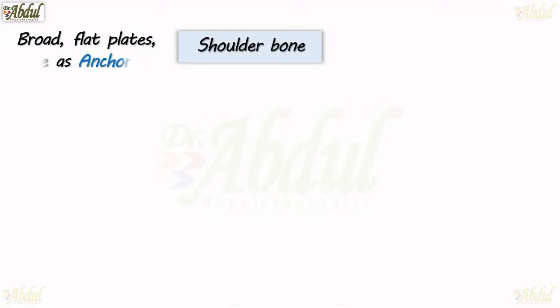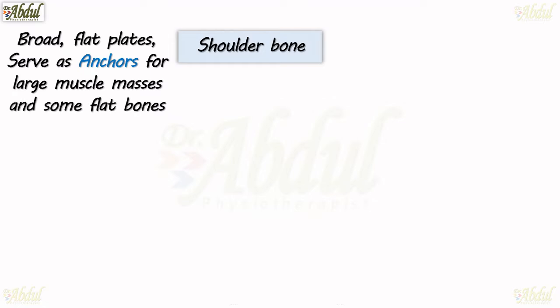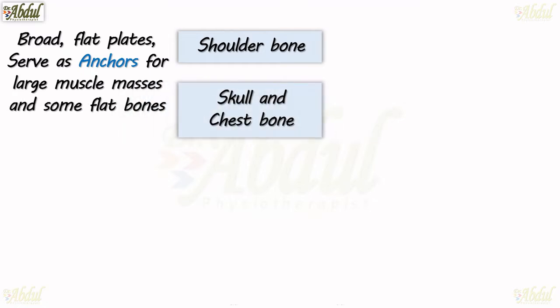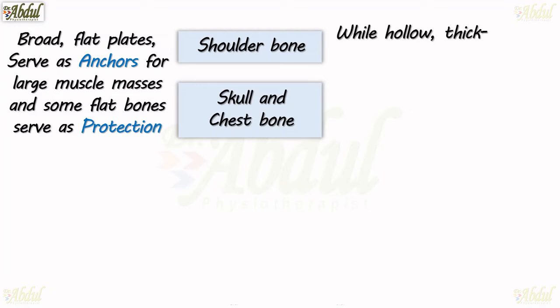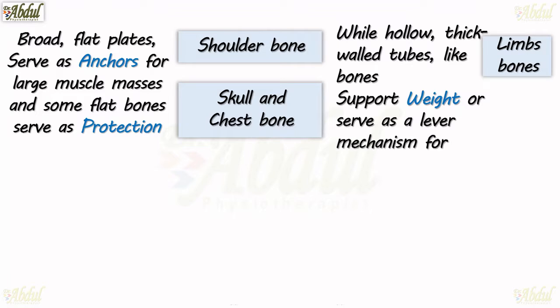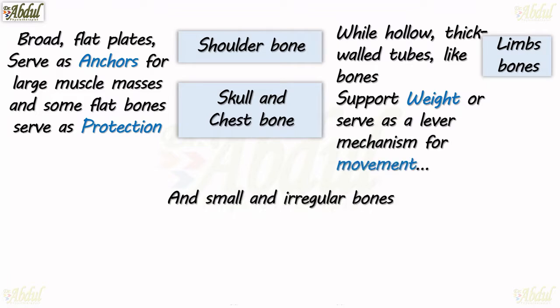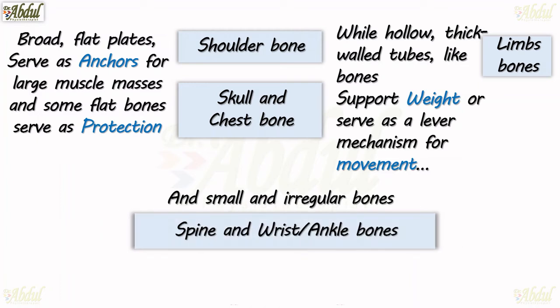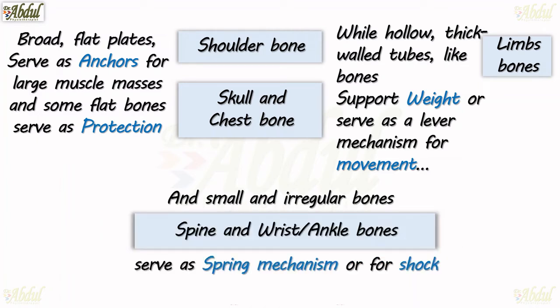Broad flat plate-like bones such as the shoulder bone serve as anchors for large muscle masses, and some flat bones such as the skull and chest bone serve as protection for internal organs, while hollow thick-walled tube-like bones such as limb bones support weight or serve as a lever mechanism for movement, and small irregular bones such as the spine and wrist or ankle bones serve as spring mechanisms or shock absorbers.